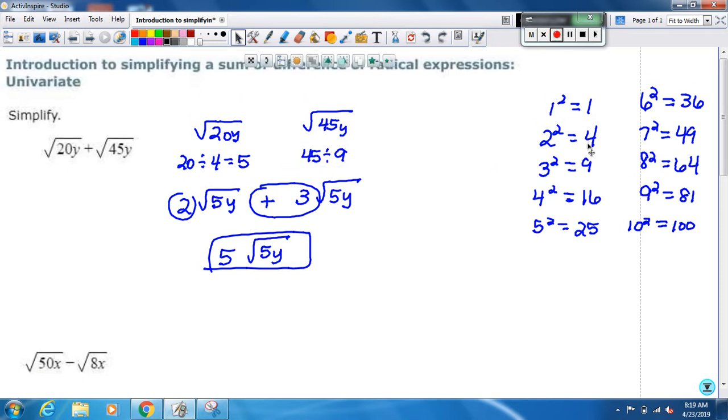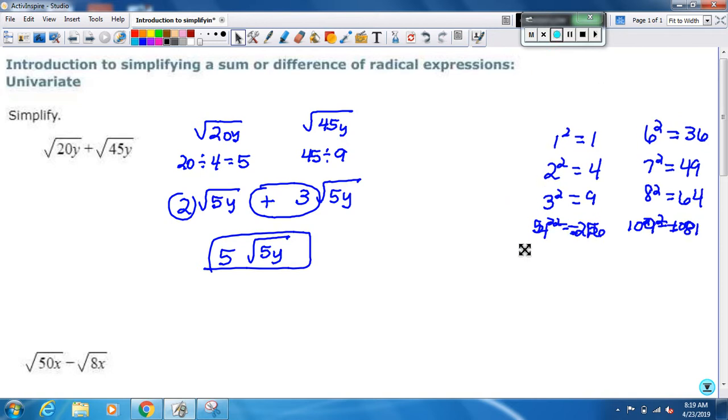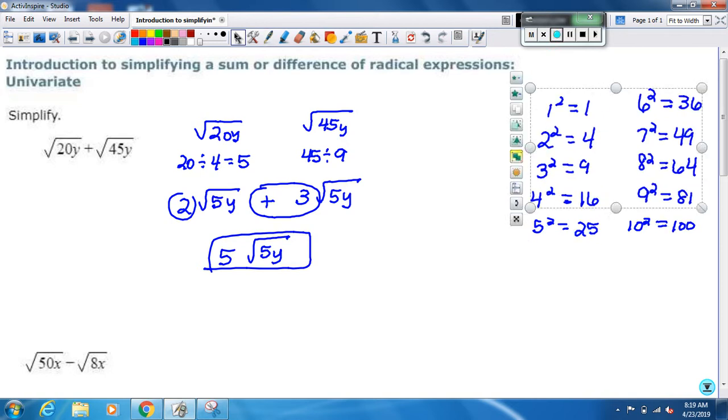Oops, moving the wrong thing there. Okay, we'll just leave it because it won't let me move it.